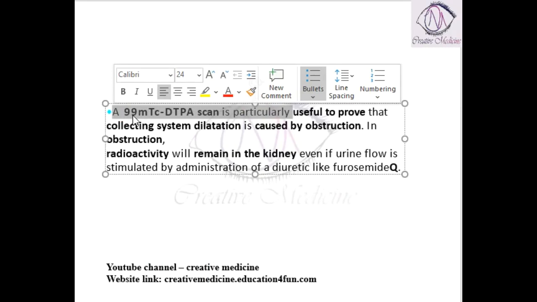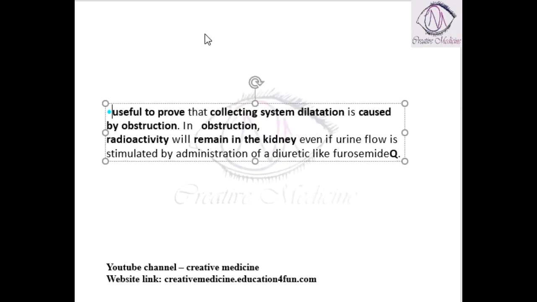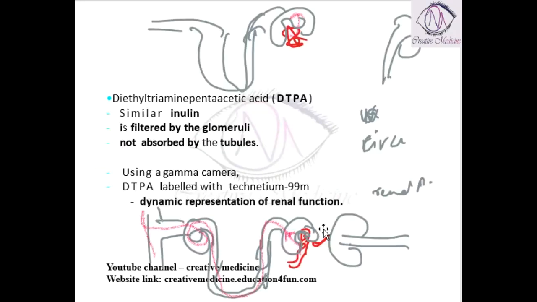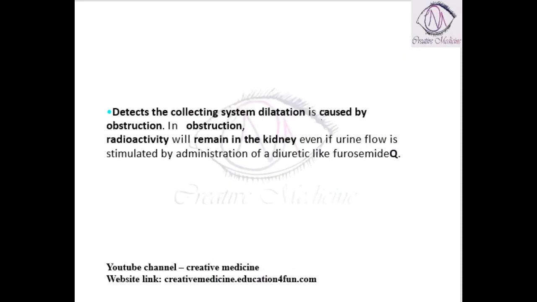This technetium DTPA scan is also useful to detect collecting system dilatation. Because the dye is going through these tubules, obviously if the tubules are dilated we can visualize them under the gamma camera. So we can visualize the dilated collecting duct in the gamma camera.